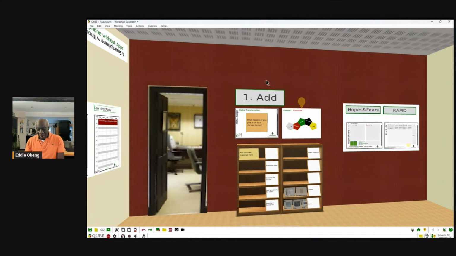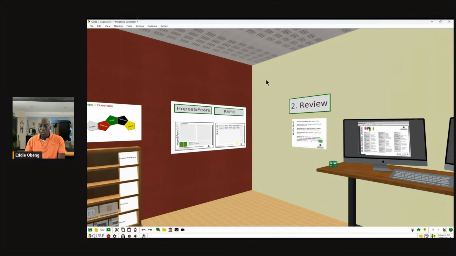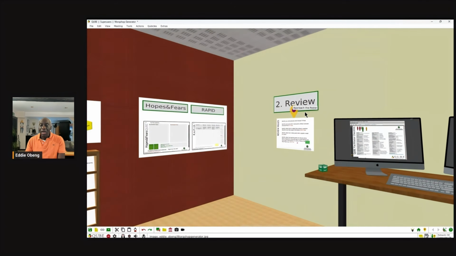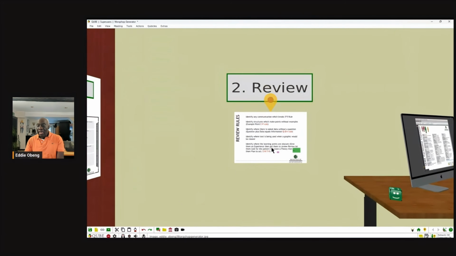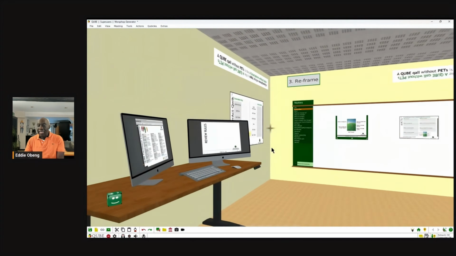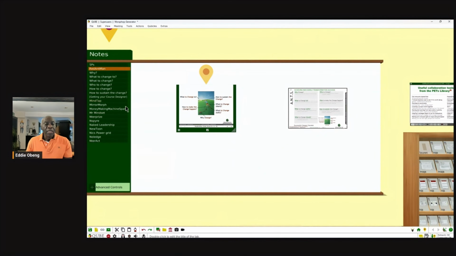As you work your way around the room, you'll find there's a review page where it tells you how to start rebuilding all your presentations. We use something called the example point rule and so on. And then it walks you around. It gives you tools, techniques, but we're here for MindTap. So let's jump onto MindTap and see what we've got. So where's MindTap? MindTap, there we go.